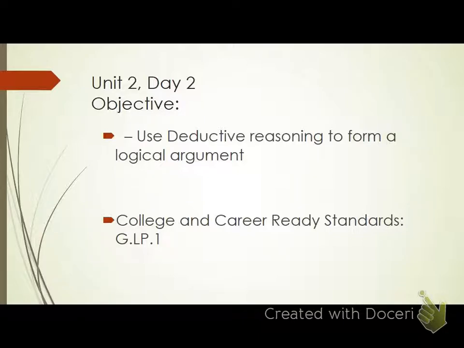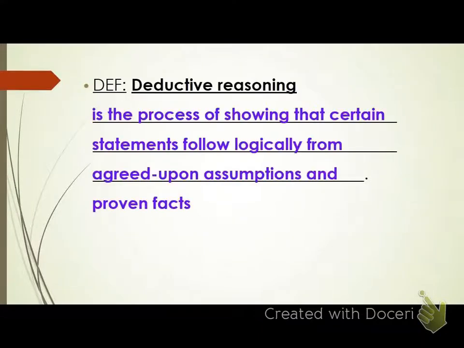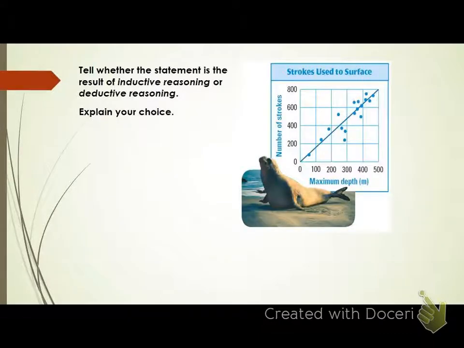Deductive reasoning is a little bit more concrete, right? Deductive reasoning is using actual facts, certain statements. So it's a process of showing that certain statements follow logically from agreed upon assumptions and proven facts. So the difference is inductive reasoning is using patterns to make conjectures. Deductive reasoning is using facts. Okay? So for example, we have this graph here.